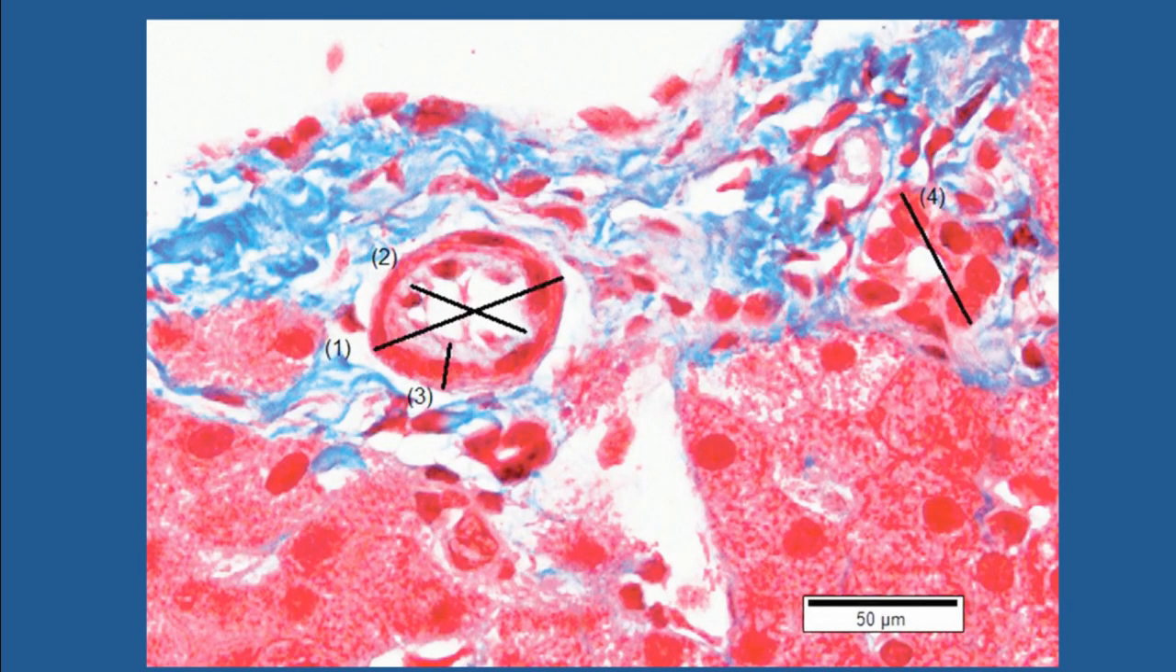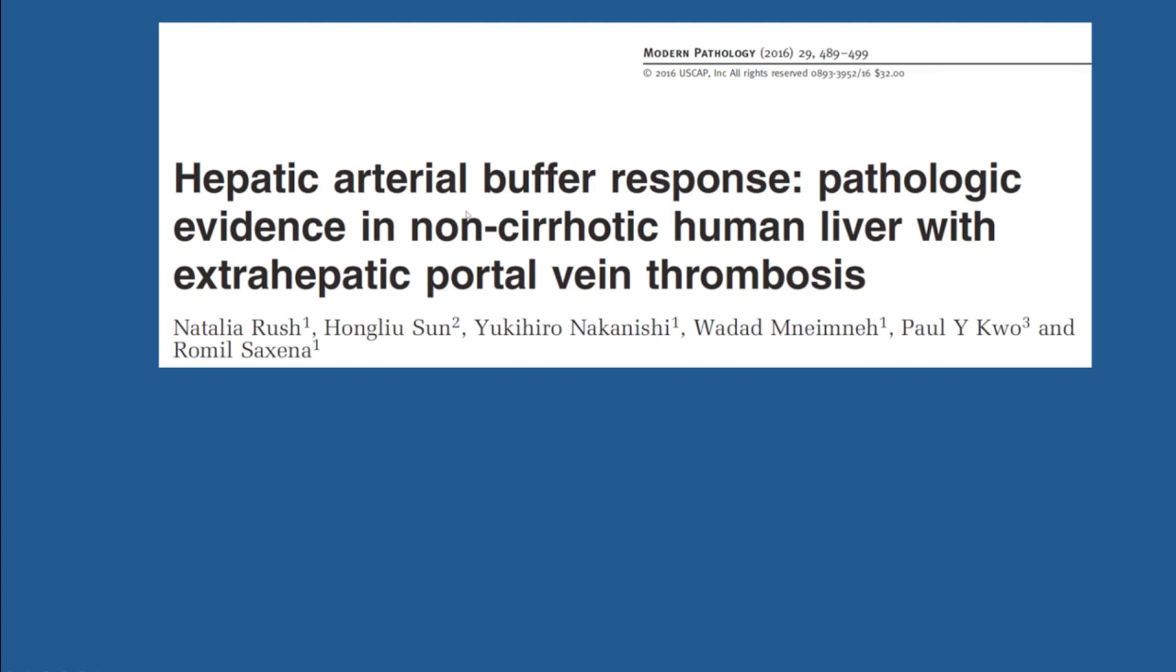So we did a little study where we used this principle of equality of the sizes of the hepatic artery and bile duct, and did some complex measurements of the hepatic artery relative to the diameter of the bile duct in patients with extrahepatic portal vein thrombosis. And we published this paper where it was the first time that we showed pathologic evidence of hepatic arterial buffer response in the non-cirrhotic human liver.